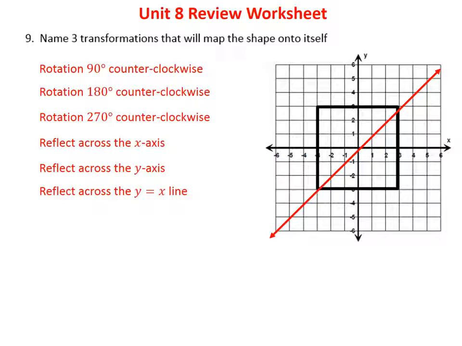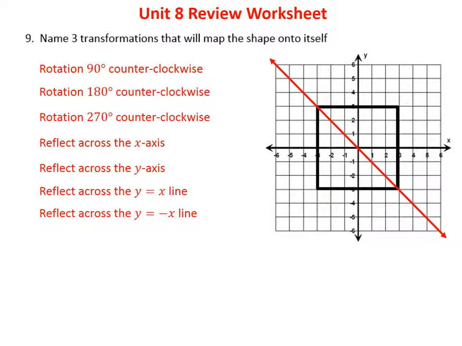Unique because it's a square. Notice if I flip it diagonally, I still get a square, and I can use the y equal x line. I can also use the y equal minus x line. So there's a lot of ways that I can map this one onto itself. It's unique because it's a square. The more different the shape is, the less of these are available.